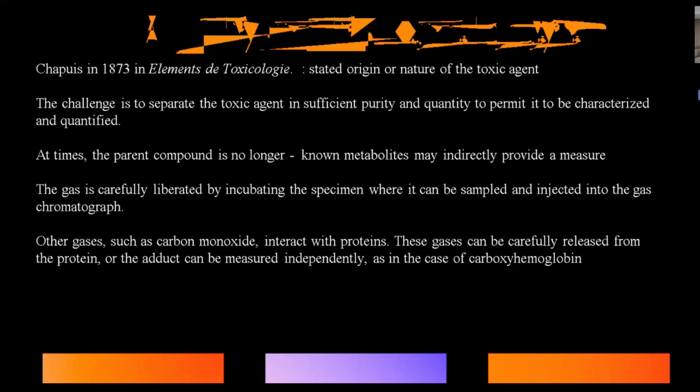So slowly, over a period of time, it came into being that if we are not able to see the patient itself, or get a sample from the patient itself, we can look at other things also. For example, if the parent compound is not present, and we are not able to get the parent compound in the blood sample, we can go for the metabolites.